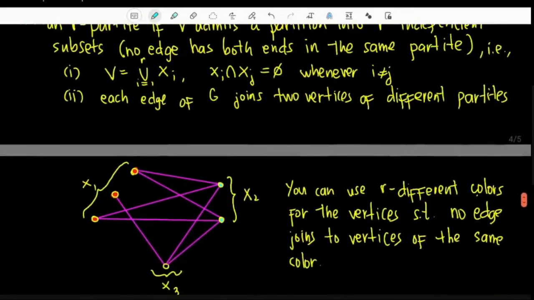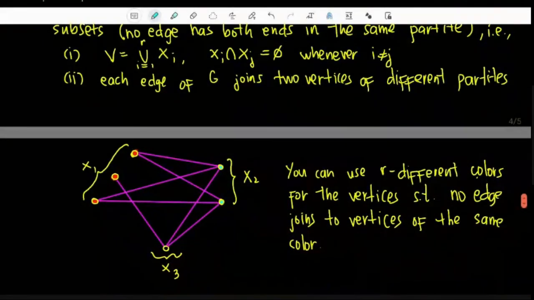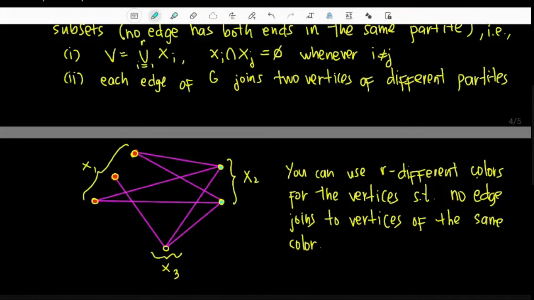So this is an example of an R-partite where R is equal to 3. X1 is composed of these three vertices, X2 is these two vertices, and X3 is this one vertex. So as you can see, no two vertices within the same partite are connected, and any of the edges connects one vertex from a partite and another vertex of the other partite.